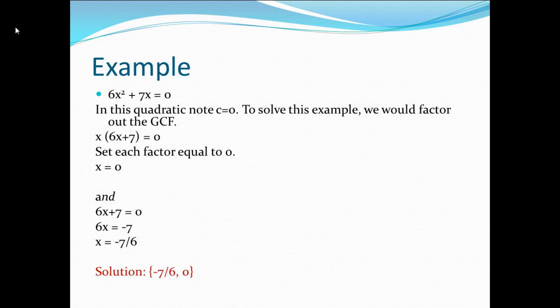In this example, notice that we only have two terms. We have 6x squared plus 7x equals 0. If we remember that our quadratic in standard form is ax squared plus bx plus c, you'll notice that actually c equals 0. So we have a greatest common factor of x that we are able to factor out of these two terms. When we take the x factor out, we're left with x times 6x plus 7 equal to 0. We still want to set each of the two factors equal to 0 to solve for x.